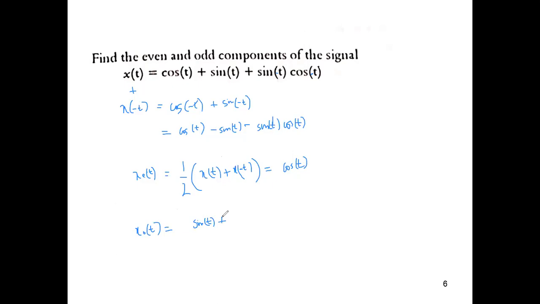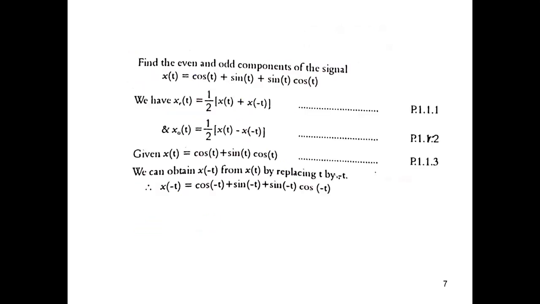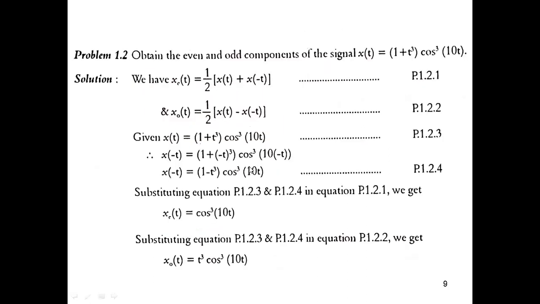Okay, so are we cool with this? What you have to do is cleverly substitute and then get the answer. Now let us see the next problem. So here you can see you are correct. The even component was cos t, and the odd component was as found.